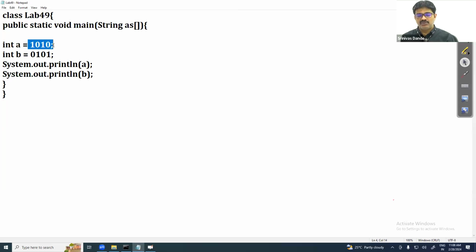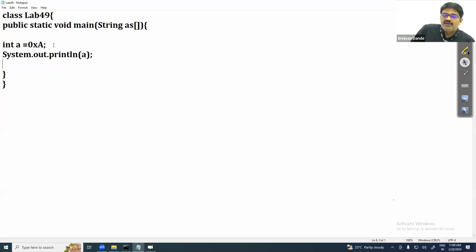int A equals to 0x, small x you can use. Capital X also you can use. 0xA. What does it mean? What is the value of this now? 0x, it will consider this as hexadecimal. Digit A you are using. A here is now in hexadecimal. A is a digit. You refer to this A as digit A. A is 10, Sujita. A is 10. After 9, A. 10 is the digit. Yes.